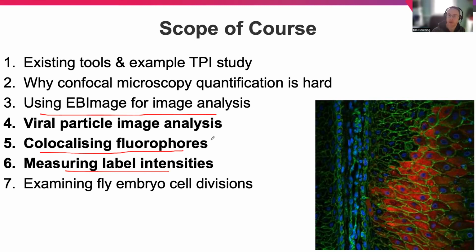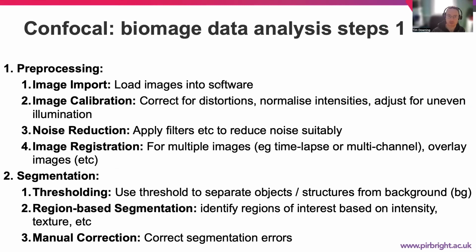So our steps for this whole area is similar to what you might have used if you use different tools. So looking at image import, you've generated some images. We want to load them into our software tool, and that's what we'll do with R. We'll load them in there. We will calibrate the image. So we need to consider if we need to correct for distortions, normalize intensities, adjust for uneven illumination, and so on. We may need to reduce the noise, and then also consider for multiple images, like multi-channel ones or transmask ones, think about how we're linking them together. So this is all part of image pre-processing.